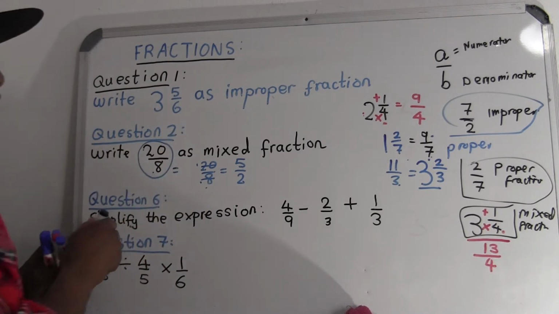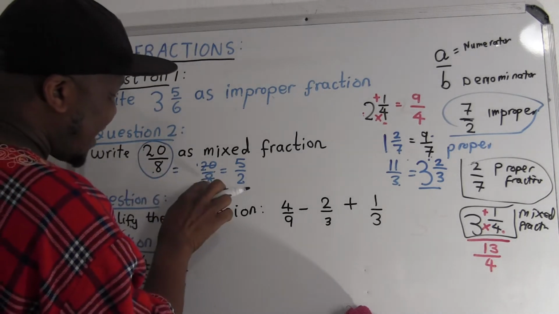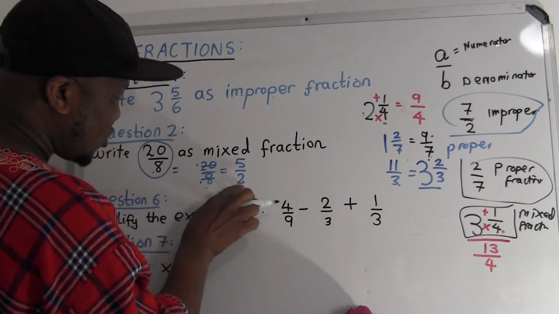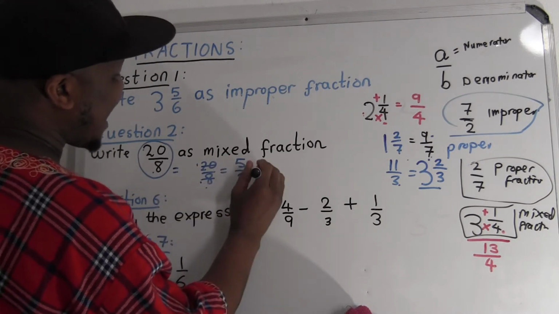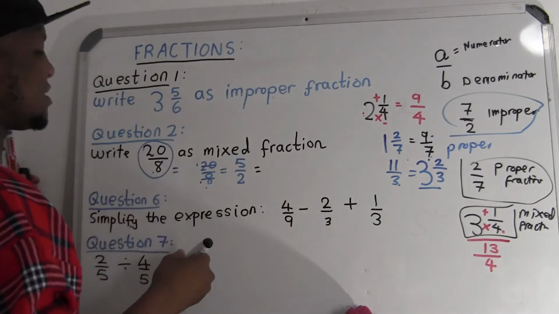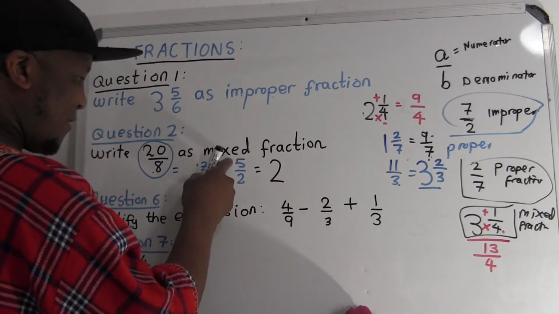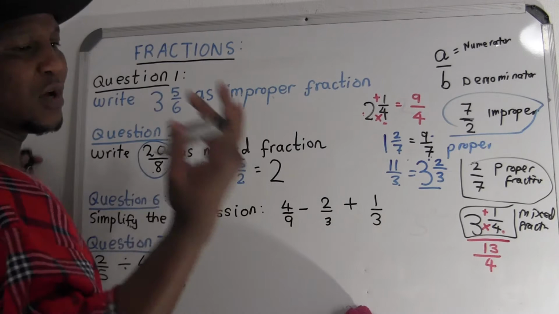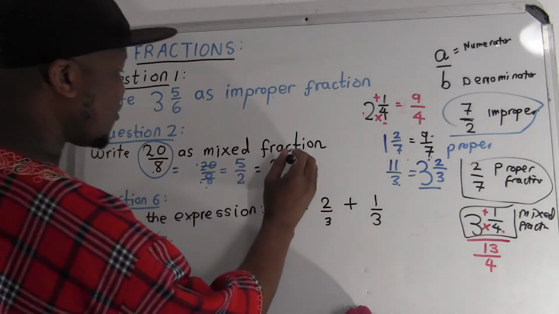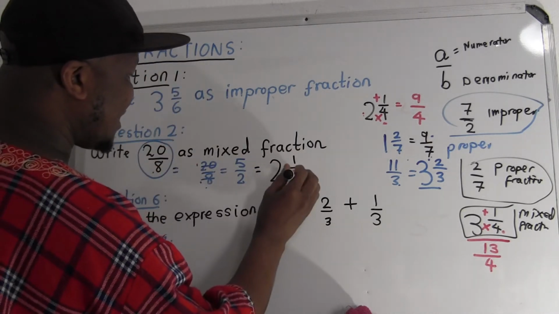Yes, so the common number in this case is just 4. If you divide 8 by 4, you get 2. And now I'm going to change it to mixed. How many 2s in 5? There are 2, because 2 times 2 equals 4. So I'm going to be left with 1, and then write this 2.